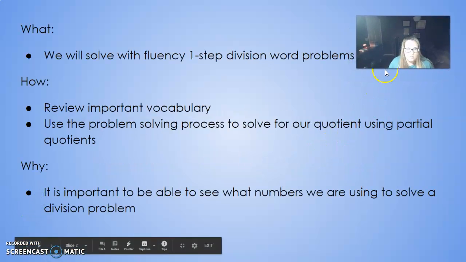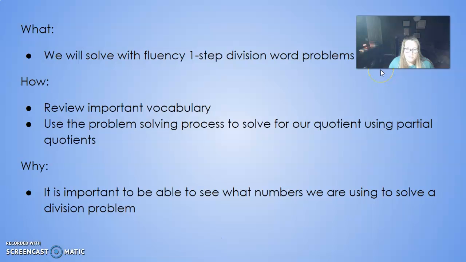Today, we are going to solve with fluency one-step division word problems. How are we going to do that? We're going to review important vocabulary. We're going to use the problem-solving process to solve for our quotient using partial quotients. And why are we going to do this? Well, it's important for us to be able to see what numbers we're using to solve a division problem.